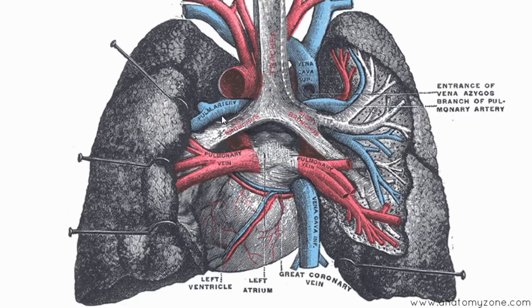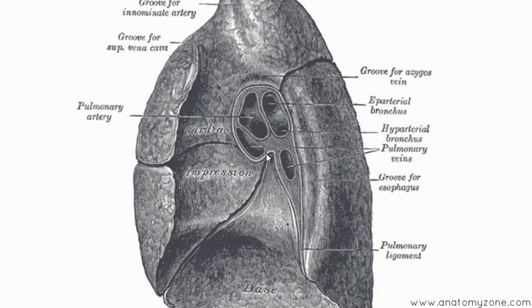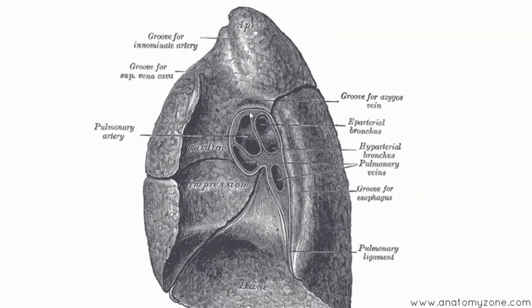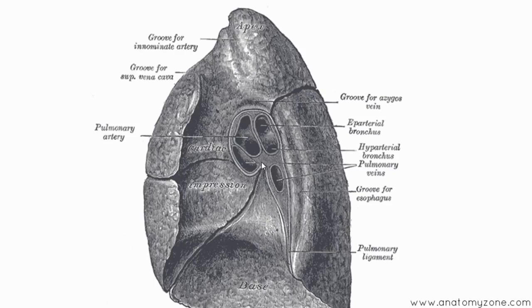So you've got the pulmonary arteries in blue carrying deoxygenated blood from the heart to the lungs to receive oxygen, and you've got the pulmonary veins returning oxygenated blood from the lungs to the heart. This diagram here just shows the hilum in a bit more detail, so you can see the structures entering this area called the hilum of the lung.